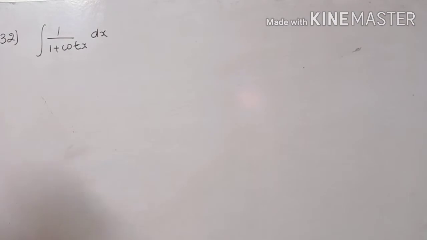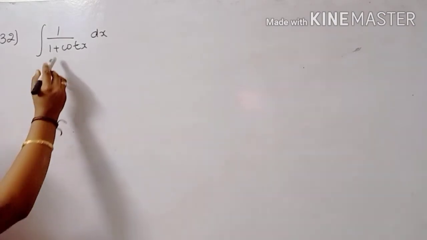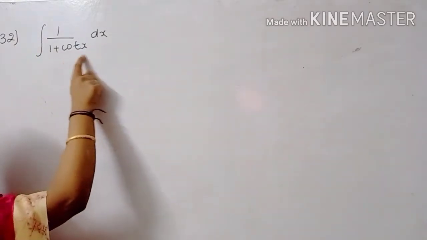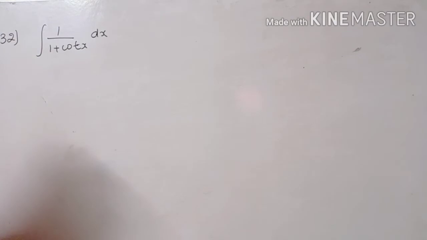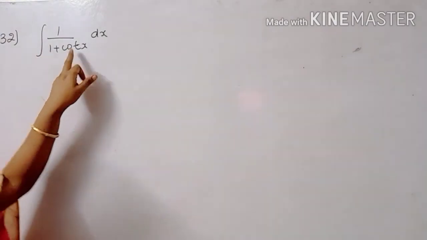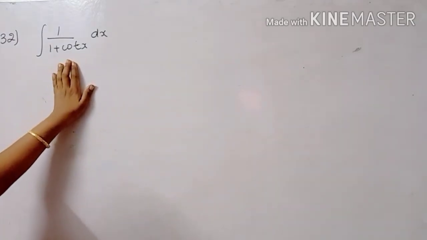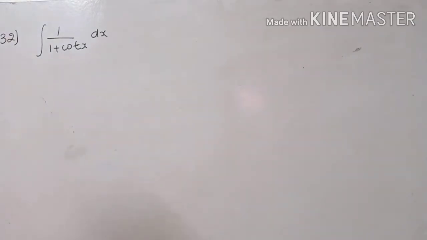Next, sum number 32. Integral 1 divided by (1 plus cot x) dx. Here, if I take the t value to be 1 plus cot x, 1 differentiates to 0, but what happened to cot x? So here we cannot do it so. We have to take some other method.